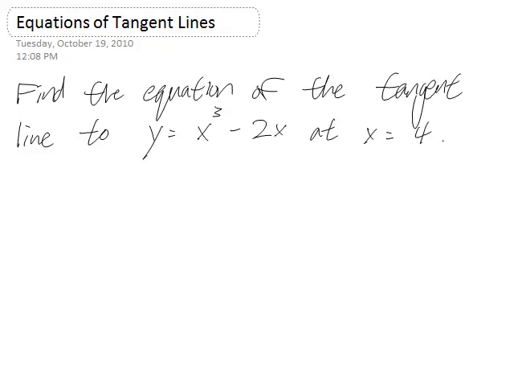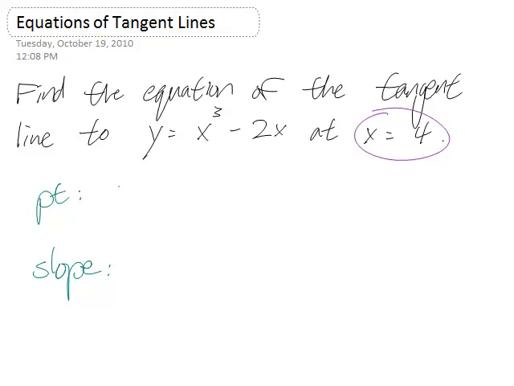Find the equation of the tangent line to the function y equals x cubed minus 2x at the point x equals 4. So we want the equation of this tangent line. That means we need two things. We need a point that the line goes through, and we need a slope. And the point is really easy because you're given that x is equal to 4 here.